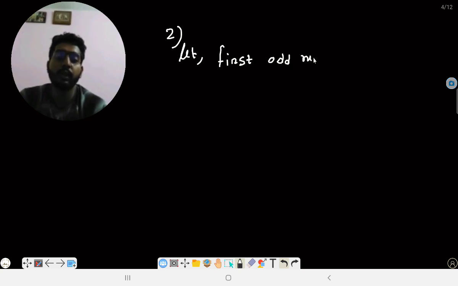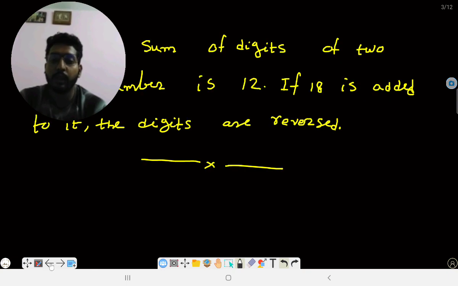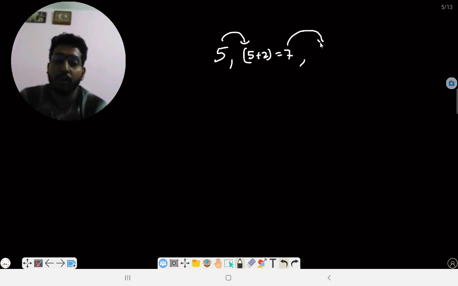So first, let the first odd number be x. Suppose the first odd number is x. Now what will be the second odd number? Suppose the first odd number is 5. Then what will be the next odd number? 5 plus 2, that is 7. Again, what is the next odd number after 7? That is 7 plus 2, 9.